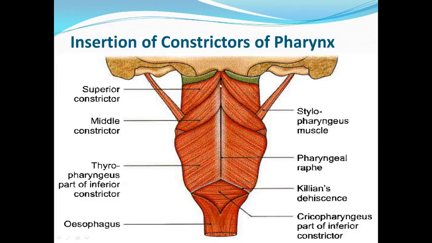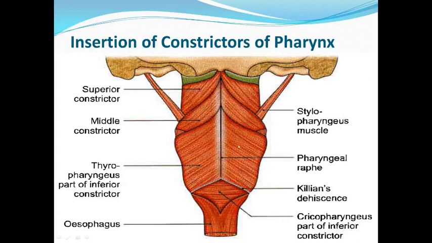The upper end of this raphe, as you can see in this figure, will be attached to the pharyngeal tubercle. This is the pharyngeal tubercle, which is situated at the basilar part of the occipital bone. This is the occiput, and from the basilar part of the occipital bone there is a tubercle at the midline, known as the pharyngeal tubercle, and on this pharyngeal tubercle the upper part of the pharyngeal raphe gets attached.